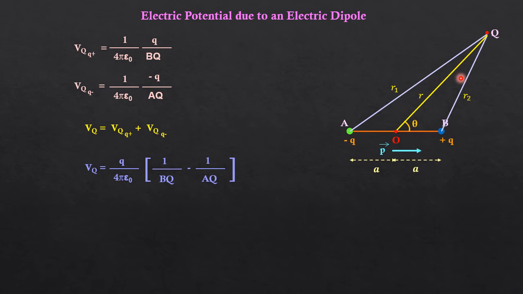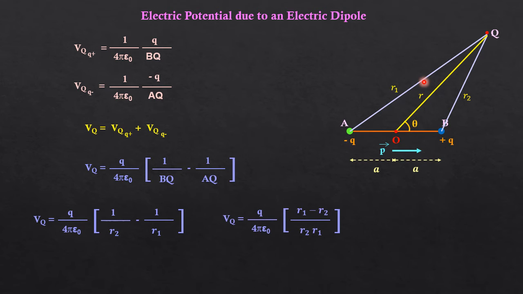And BQ and AQ can be written as R2 and R1, as we have discussed in the diagram. So you can write it as Q by 4 pi epsilon naught times 1 by R2 minus 1 by R1. If you cross multiply, you will get R1 into 1 minus R2 into 1 divided by R2 into R1. So you can write this as VQ is equal to Q divided by 4 pi epsilon naught times R1 minus R2 divided by R2 R1.